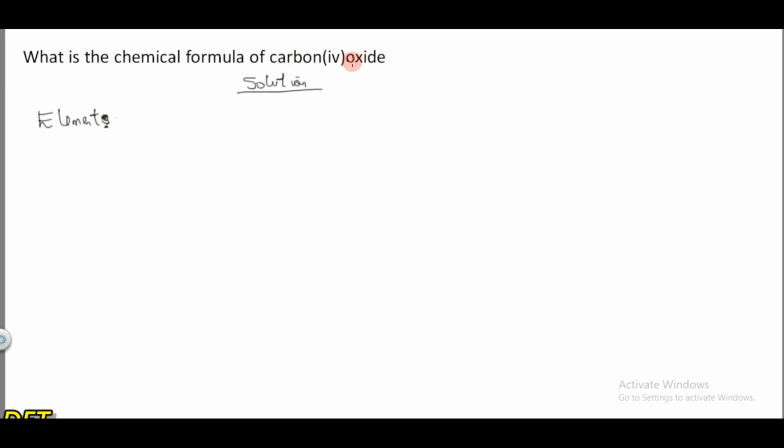So when you hear the name carbon 4 oxide, two elements should come to your mind. And the two elements are carbon and oxygen. Then the next step is to write out the symbol of these elements. So what's the symbol for carbon? The symbol for carbon is capital C. The symbol for oxygen is O, capital O, right?